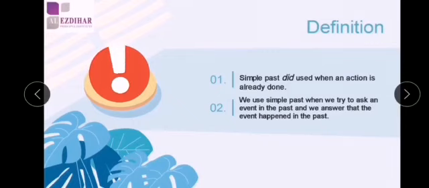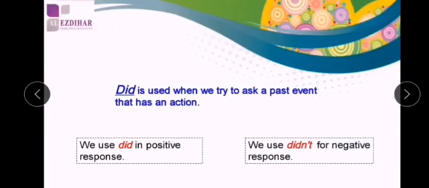We use did when an action is already done. We use simple past when we try to ask an event in the past and we need to answer that question also in the past. And how is that? Okay, before we continue, always remember that we use did when we try to ask a past event that has an action. And at the same time, we use did in positive response and we use didn't for negative response.